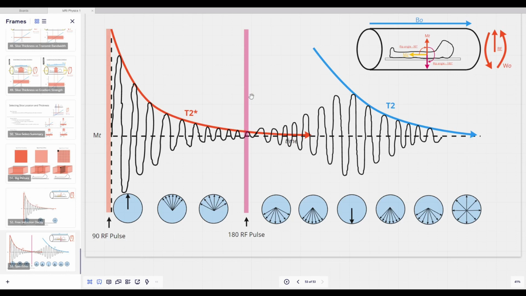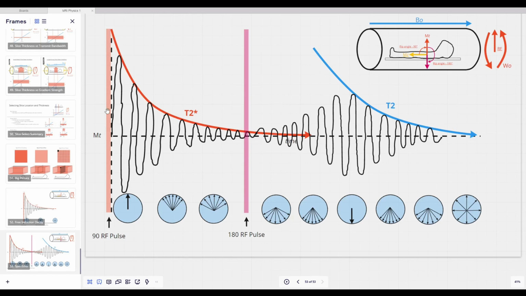And then at some point you apply a 180 RF pulse, and it flips all of your spins over. And so now instead of diverging, they start to come together again. So the signal starts to reform because now things are going back into phase. It's not going to reform to the same degree as you had before, but it starts to regenerate. And then at some point it'll start to decay again, as they start to get out of phase. Now, why do we do this?